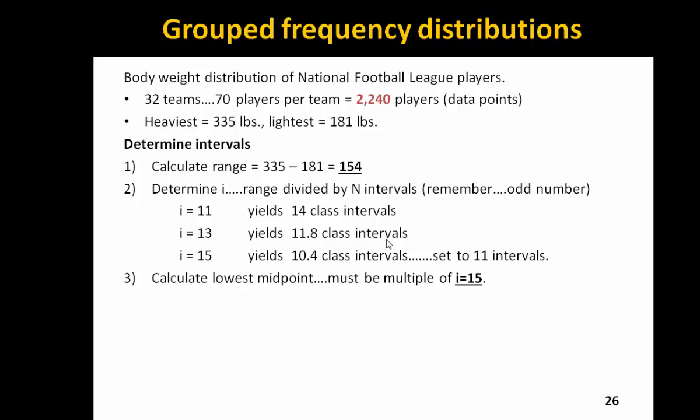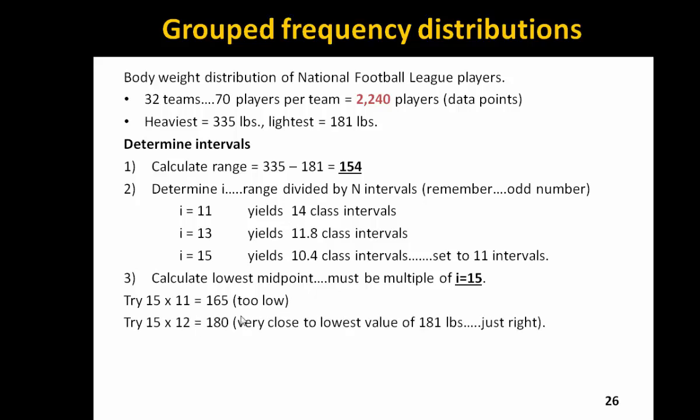We then calculate the lowest midpoint, and the lowest midpoint must be a multiple of 15, since that's the i we decided to go with. We try 15 times 11, which gives us 165. Remember, our lowest weight was 181, so this estimate was too low. We try 15 times 12, which gives us 180, which is very close to 181, and that's just right. That's the interval that we want to start with at the bottom.